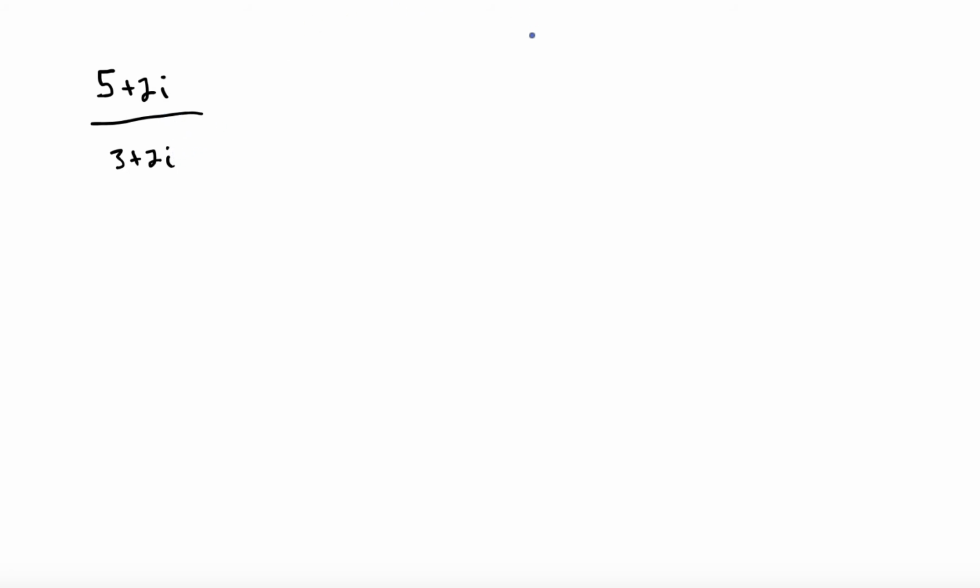Because remember, i is equal to the square root of -1. So i is a radical, which means there's a radical here in the denominator. And as you should have learned, we do not keep radicals in the denominator. So how are we going to cancel that out?